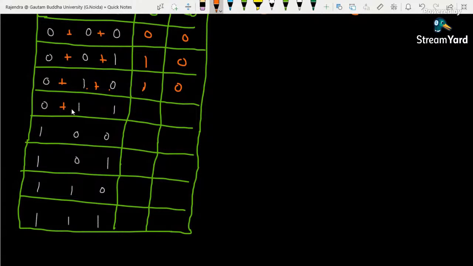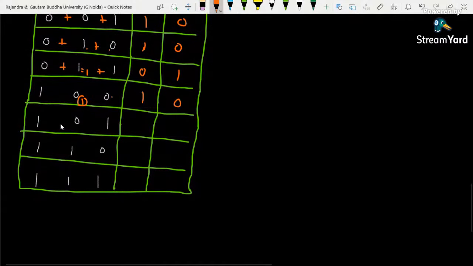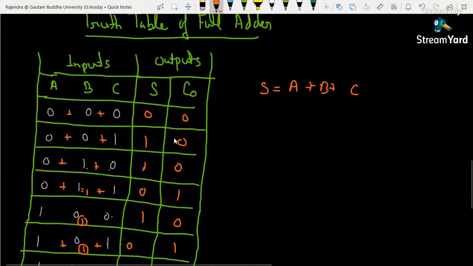Now the next one: 0 plus 1 is 1, and 1 plus 1 gives sum 0 and carry 1. Similarly, 1 plus 0 plus 0, the result will be 1, the sum will be 1 and the carry is 0. If you add 1 plus 0 plus 1, the sum will be 0 but the carry will be 1. Similarly, here the sum will be 0 and the carry will be 1. And the last one, 1 plus 1 plus 1: 1 plus 1 is 0, carry generated 1, and 0 plus 1 is 1, so the sum will be 1 and the carry will be 1. So this is the truth table of the full adder circuitry.